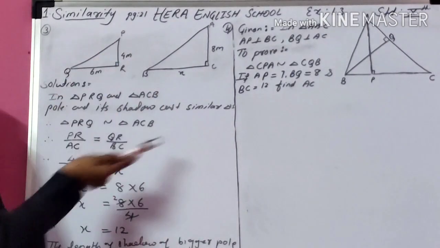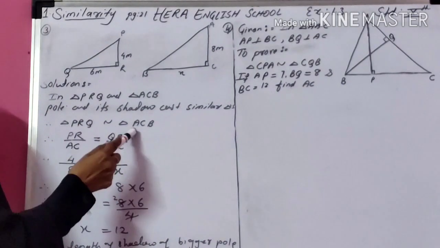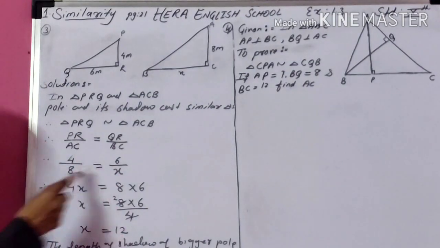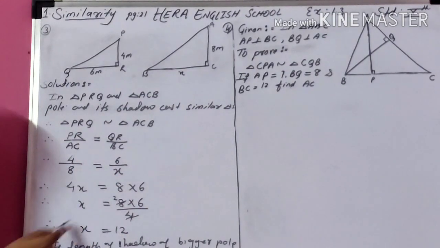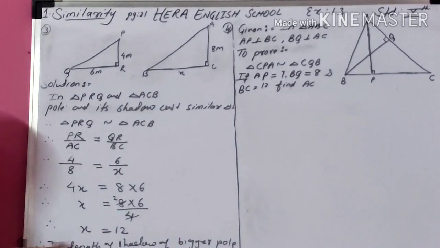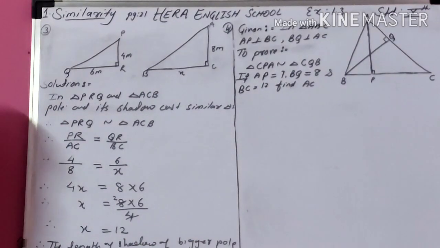These 2 triangles are similar because these 2 triangles are formed by the shadow and the pole. So now if the triangles are similar, then corresponding sides are in proportion. So I have substituted the value. After cross multiply, I get x value is 12. So x value is 12. That means the length of the shadow of the bigger pole is 12 meter. Okay.